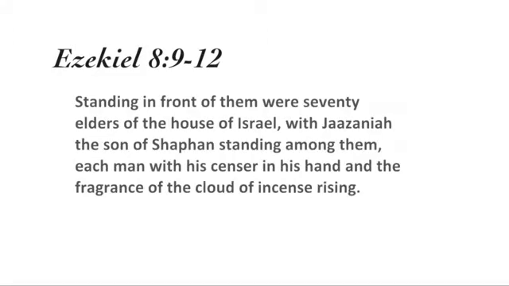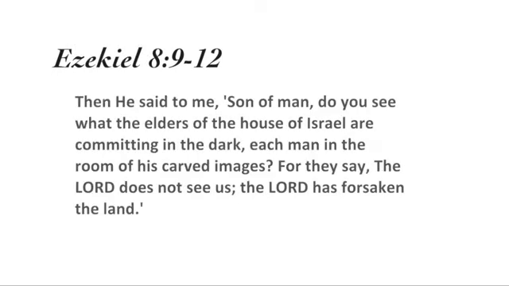Standing in front of them were 70 elders of the house of Israel, with Jazaniah the son of Shaphan standing among them, each man with his censer in his hand, and the fragrance of the cloud of incense rising. Then he said to me, "Son of man, do you see what the elders of the house of Israel are committing in the dark, each man in the room of his carved images? For they say, 'The Lord does not see us. The Lord has forsaken the land.'"